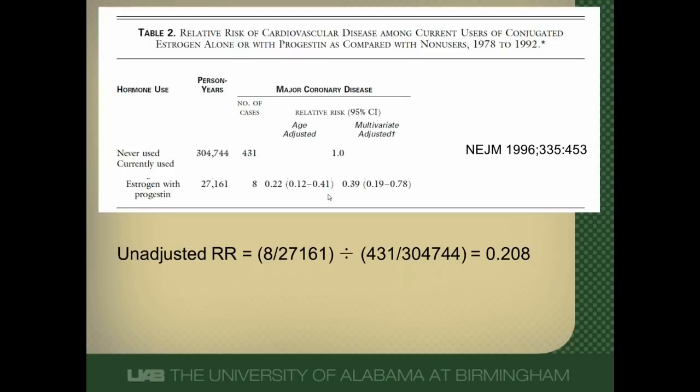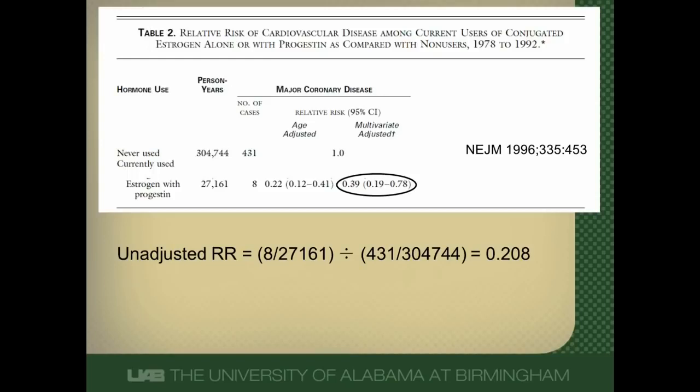And the way you do that is to first calculate the incidence of major cardiovascular disease in the women who used estrogen, which is just 8 divided by this 27,161, and I divide that by the incidence or probability of developing the outcome in women who were never exposed, which is just 431 divided by this number. And when you do that, you get 0.208. When I compare that to age-adjusted, that's not too different. I'm fairly satisfied at this point that this might be a real association.